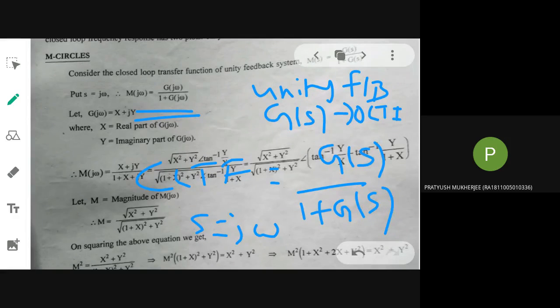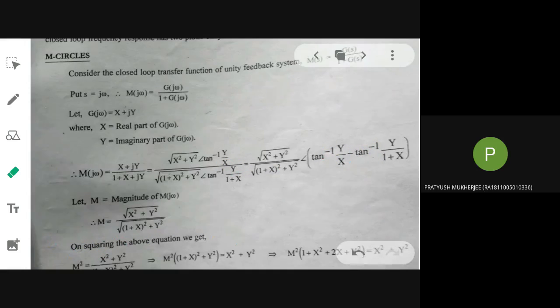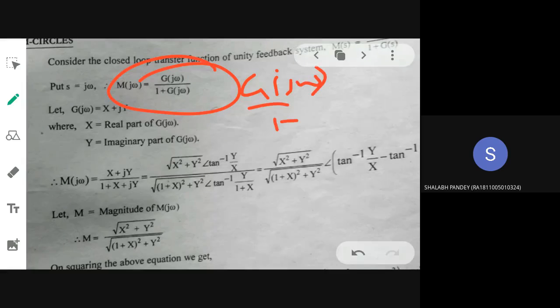You are given a unity feedback system where the open loop transfer function is G of S. If you are solving for the CLTF, let that be represented as M of S, that is C of S divided by R of S. You know the standard form for a negative unity feedback system: G of S divided by 1 plus G of S. Substituting S equal to j omega, the resultant formula is G of j omega divided by 1 plus G of j omega.